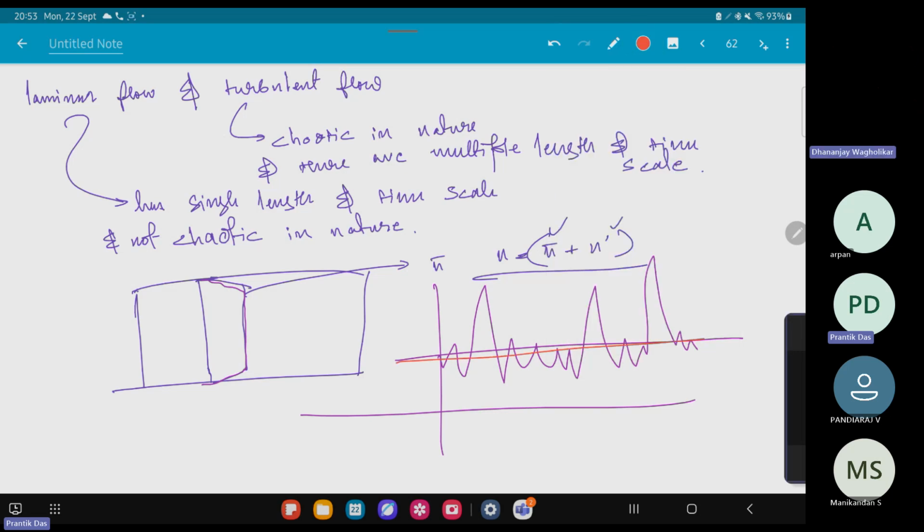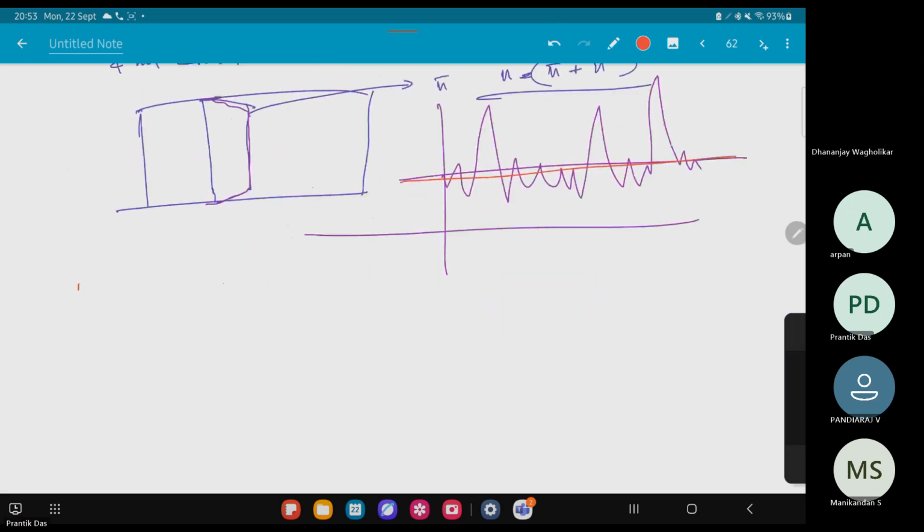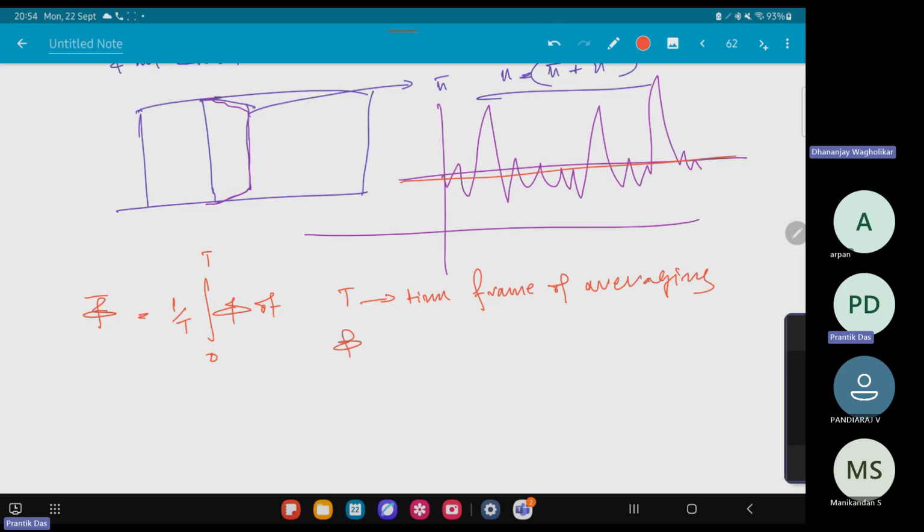This average we get after doing the time average of the instantaneous variable over a large amount of time. This U is basically for the temperature. If I take the time average of it, or of any variable field phi, phi bar equals 1 by T integral of phi dt from 0 to T. T is my time frame of averaging, and phi is my variable. That can be a vector or a scalar.